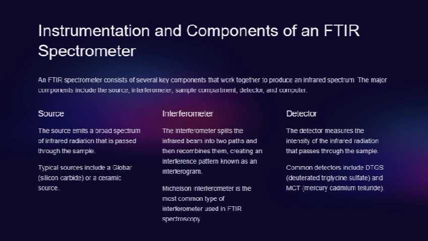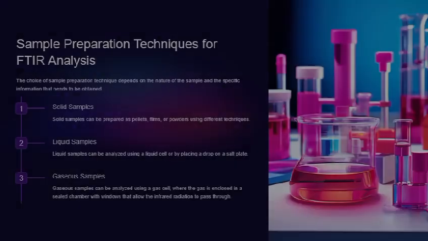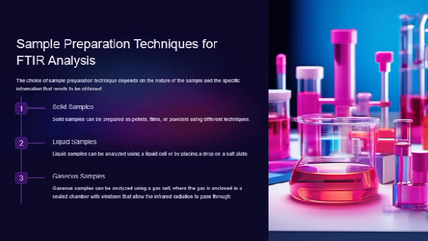The detector measures the intensity of the IR radiation that passes through the sample. Common detectors include DTGS, deuterated triglycine sulfate, and MCT, mercury cadmium telluride. Now we'll discuss sample preparation techniques for FTIR analysis.